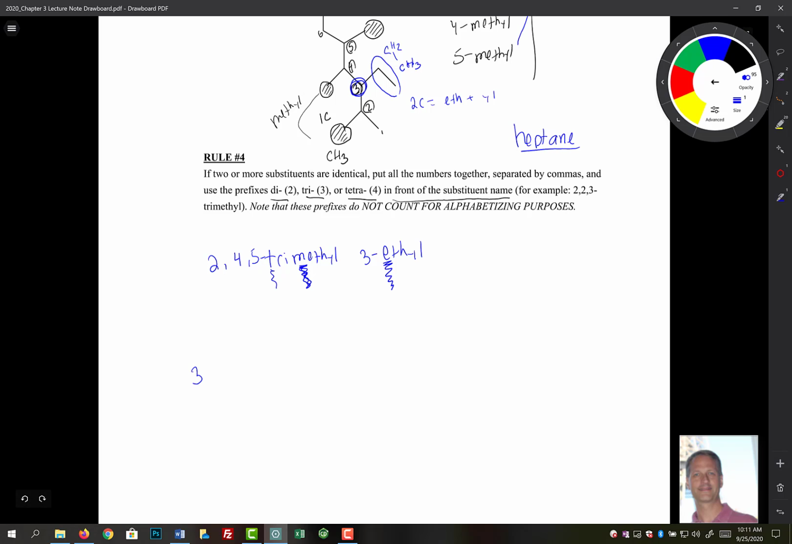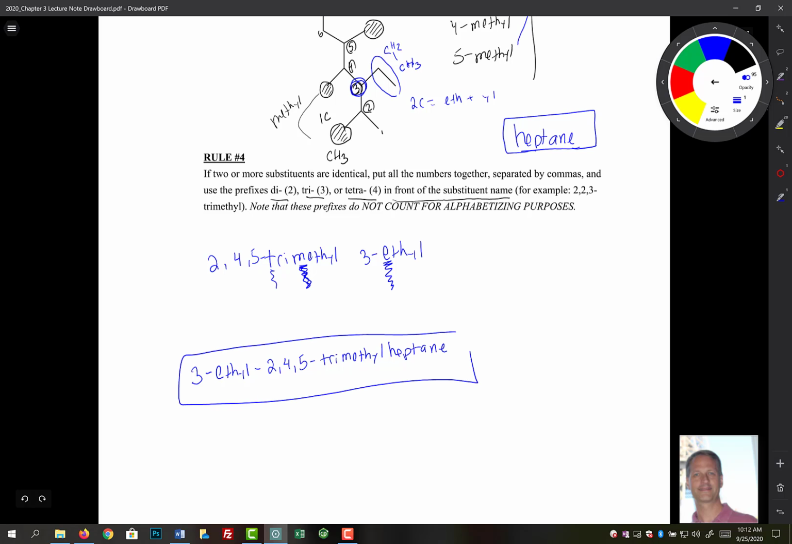So this is a 3-ethyl, 2,4,5-trimethyl, and then the parent name here, heptane. And there you have it.